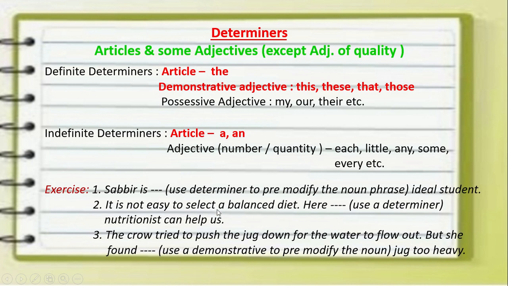Next, it is not easy to select a balanced diet. Here, dash, nutritionist can help us. We can use here a. Here a nutritionist can help us.